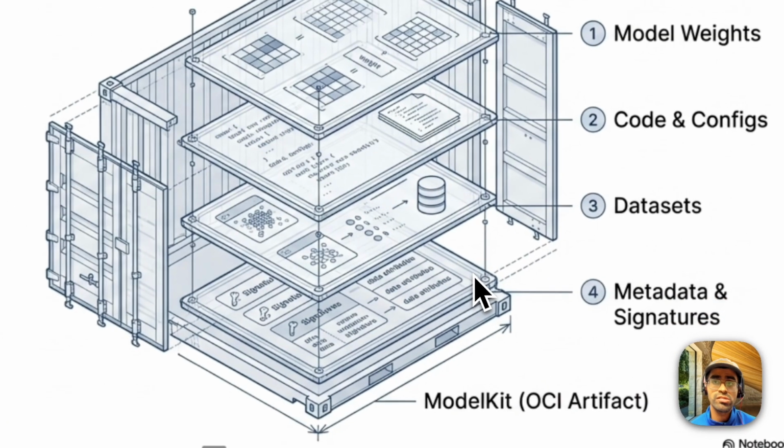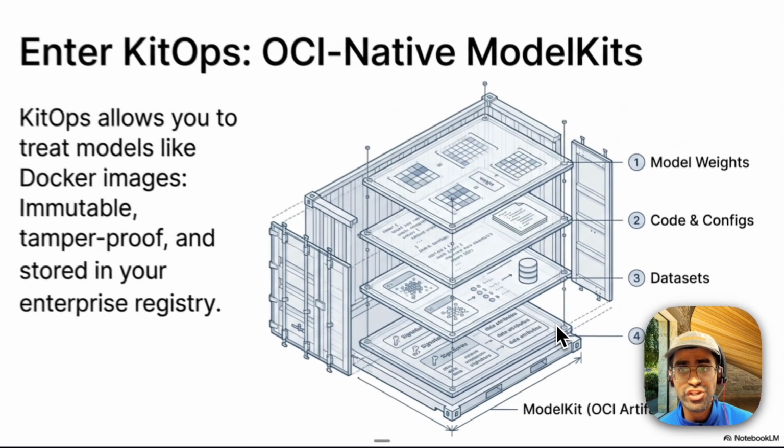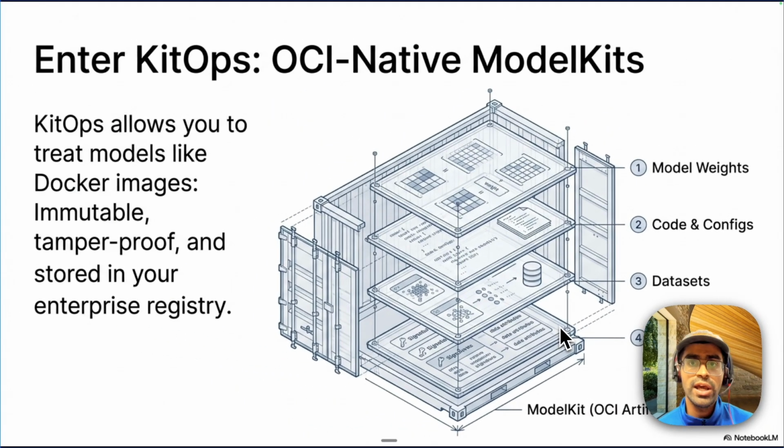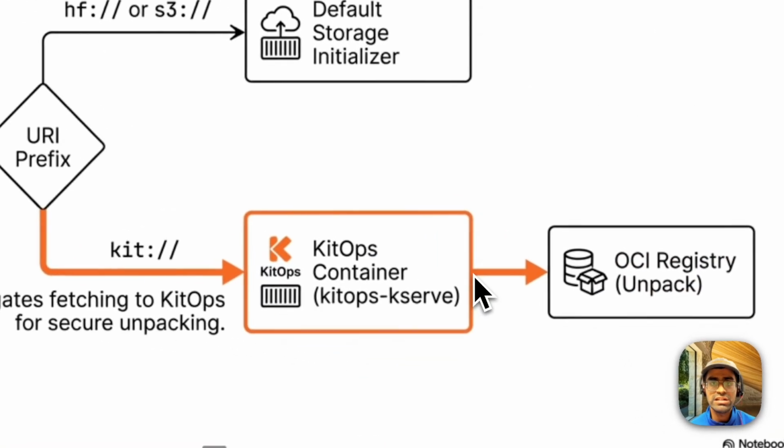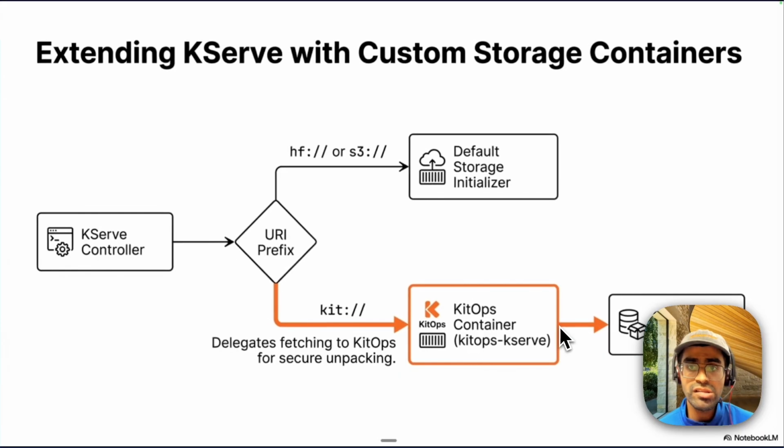And that is why we use ModelKits, because they come with built-in attestation and you can sign the models and also use open source projects like ModelScan to scan the models for vulnerabilities. But you get full-fledged attestation for all of the different moving parts of a machine learning system because you're packaging all of them inside of the ModelKit. So what we do is that we are going to replace the default storage initializer, which is with Hugging Face or S3, and instead we'll use Kit.